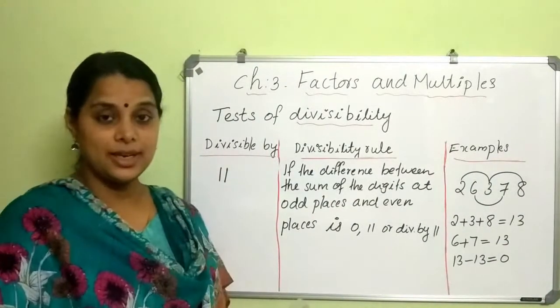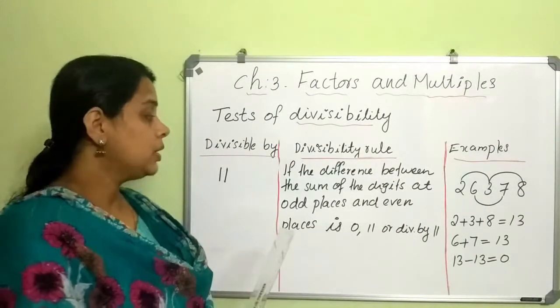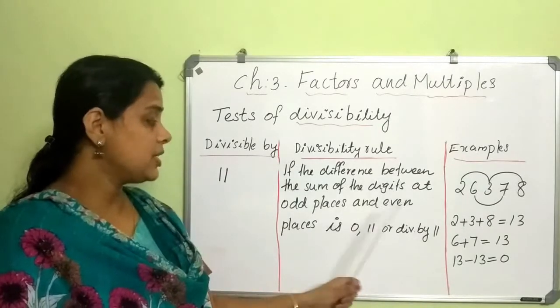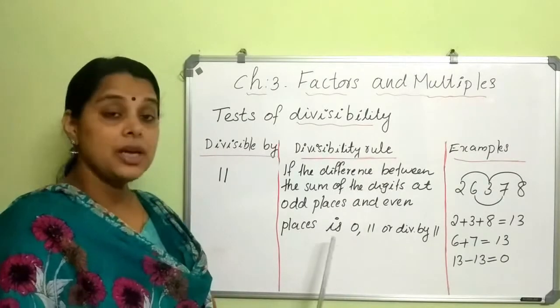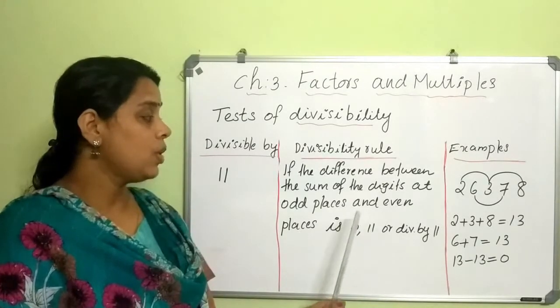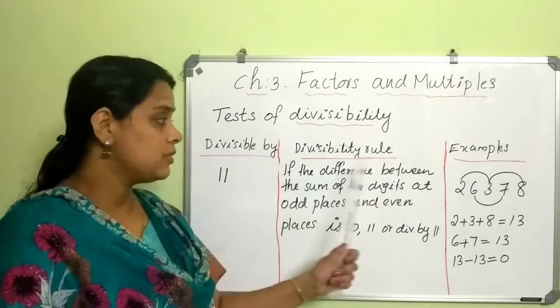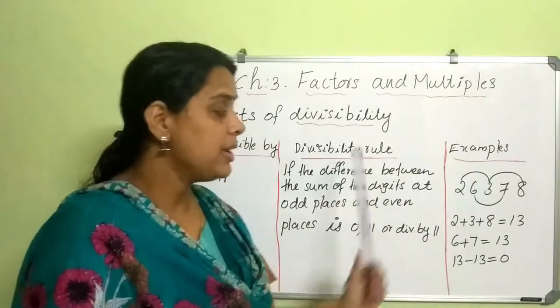Now let's see how to check whether a number is divisible by 11. The rule is: if the difference between the sum of the digits at odd places and the sum of the digits at even places is 0, or 11, or divisible by 11, then the number is divisible by 11. See the example here.